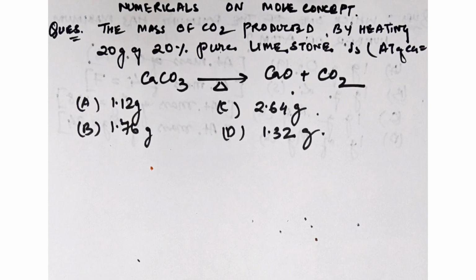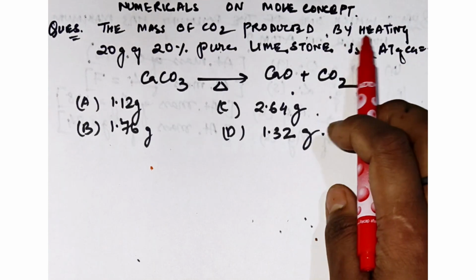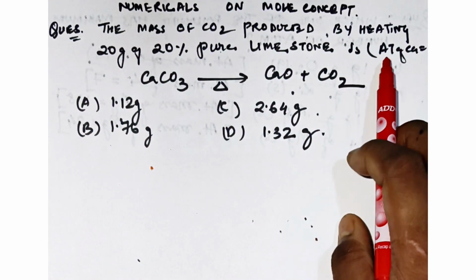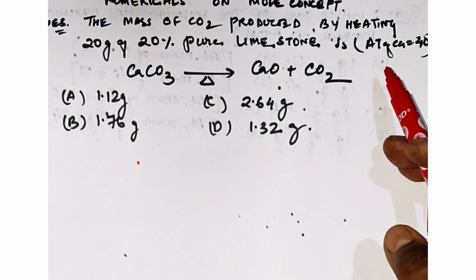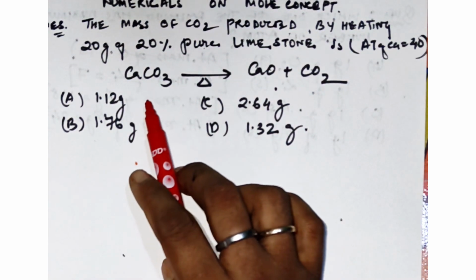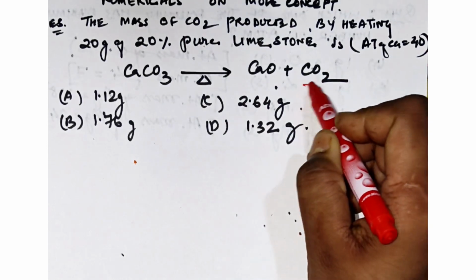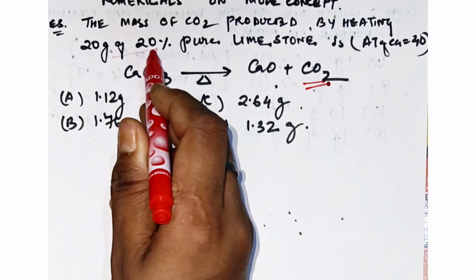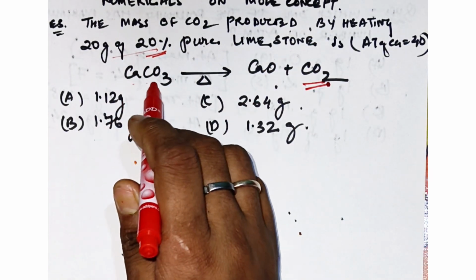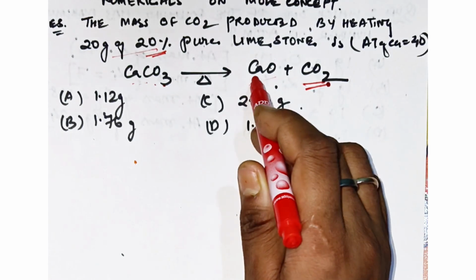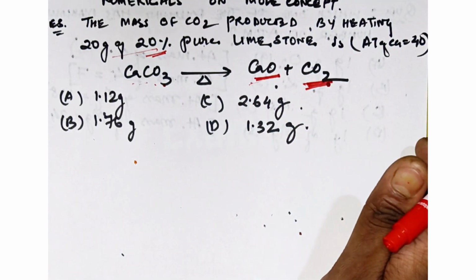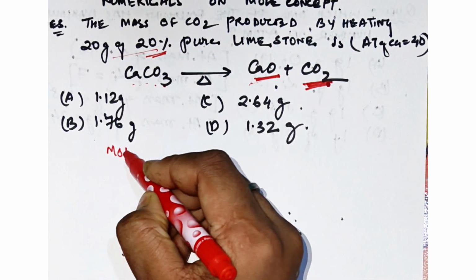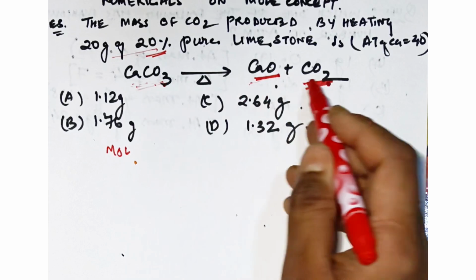So the first question here is: the mass of carbon dioxide produced by heating 20 gram of 20% pure limestone is? The atomic mass of calcium is given to you, that is 40, and you have to find the mass of carbon dioxide produced. So see here, CaCO3, when it heats up, gives you CaO and one molecule of carbon dioxide. Since atomic mass is given to you, let us find the molecular weight of both these molecules, this one and your carbon dioxide.